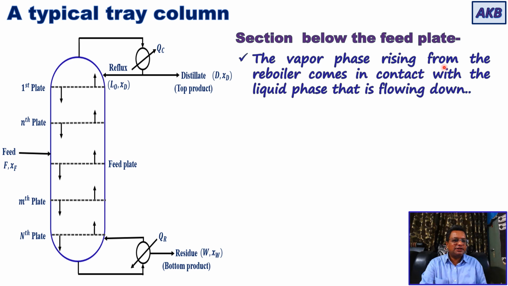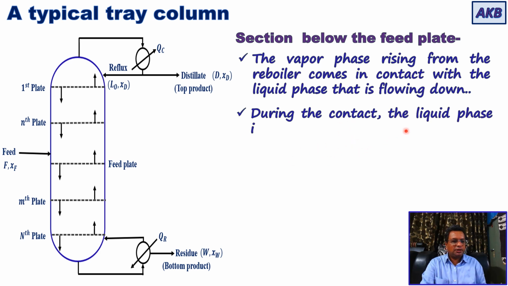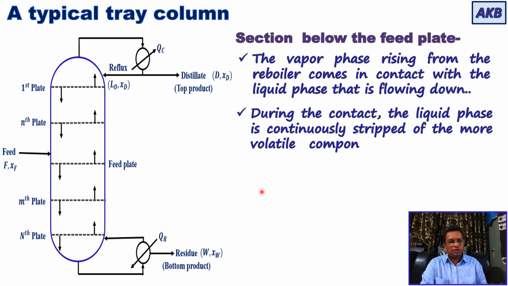So the vapor phase that is rising from the reboiler comes in contact with the liquid phase that is flowing down. So vapor phase is rising, liquid phase is flowing down, and now there is contact between these two. So during the contact, what happens? The liquid phase is continuously stripped of the more volatile component by the vapor phase. So in this section below the feed plate, the more volatile component is continuously stripped out of the liquid phase.